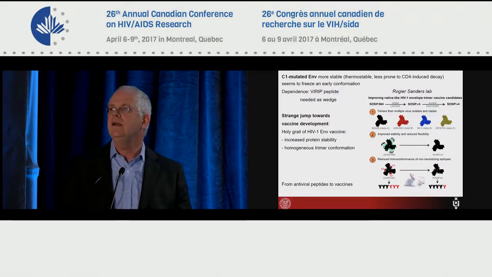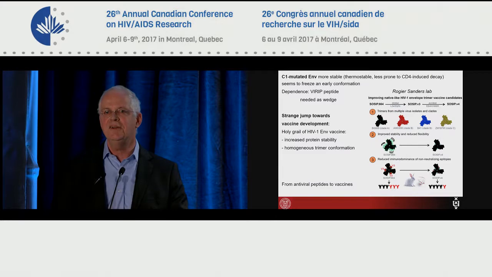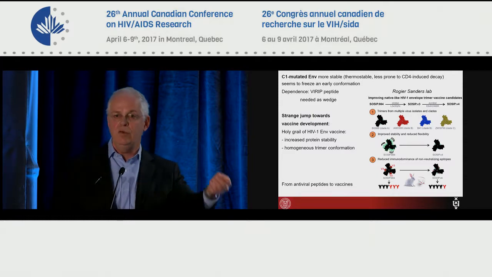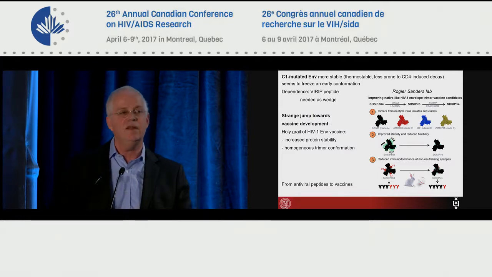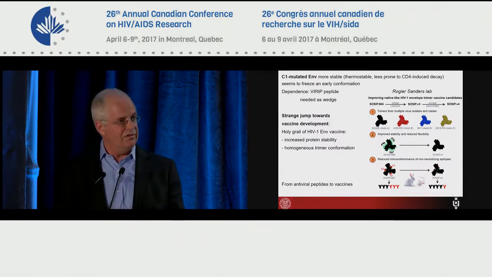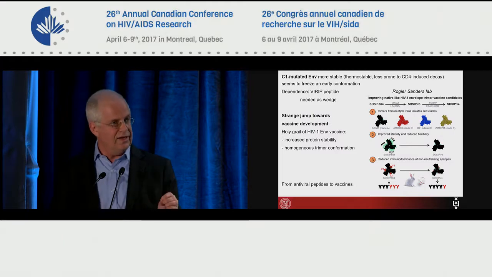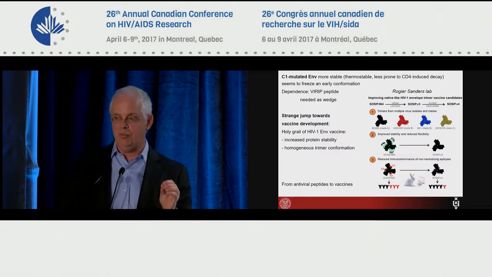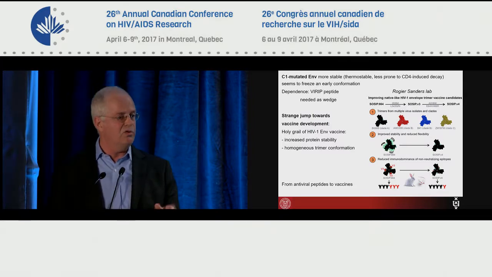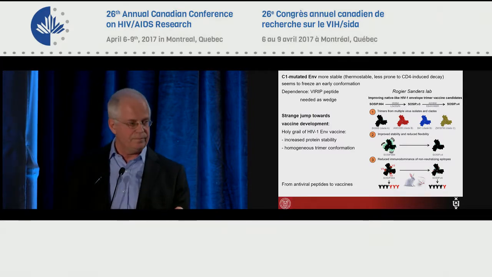And then, and we are close to the end now of the presentation, we got some intriguing results. Because the mutations that we observed in C1, if you introduce them in the wild-type protein, in the test we did, they stabilize the envelope protein greatly. That means the protein becomes more thermostable, and it's also less prone to CD4-induced decay.